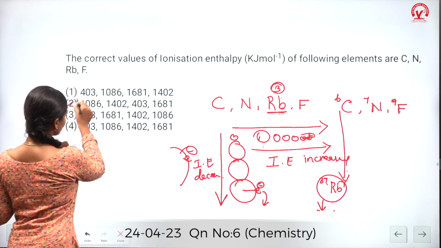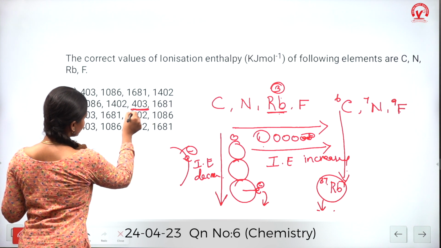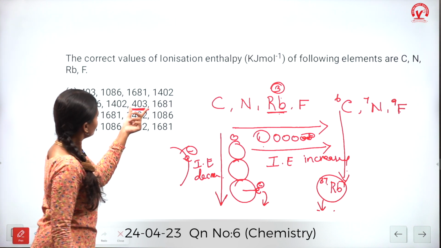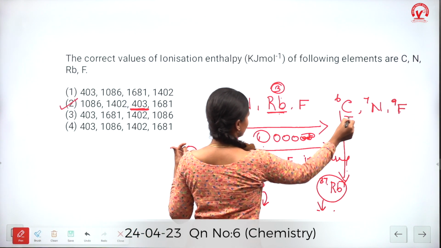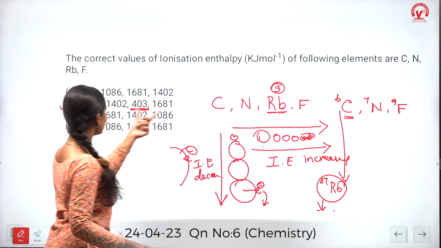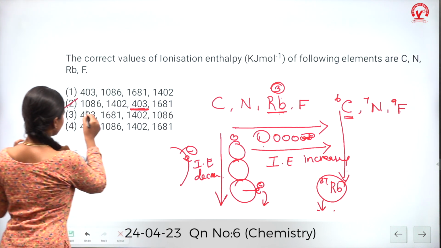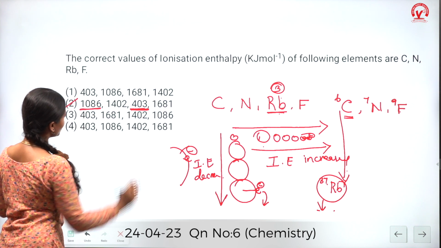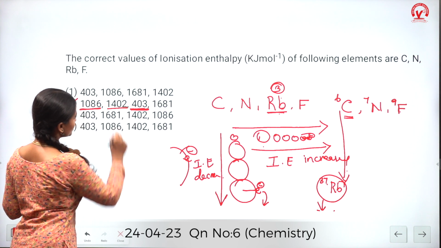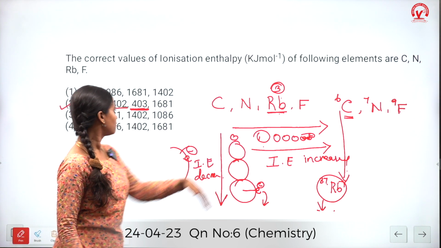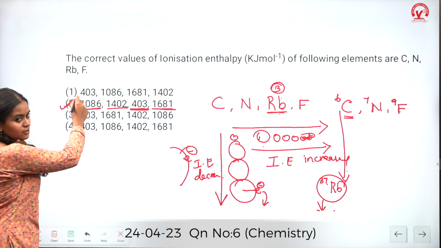Here in option 2, 403 is the smallest ionization enthalpy value. This is for rubidium. Then carbon. Carbon has the highest after rubidium, so the first value is 1086. The second, for nitrogen, is 1402 and the third, for fluorine, is 1681. So the correct option is 2.